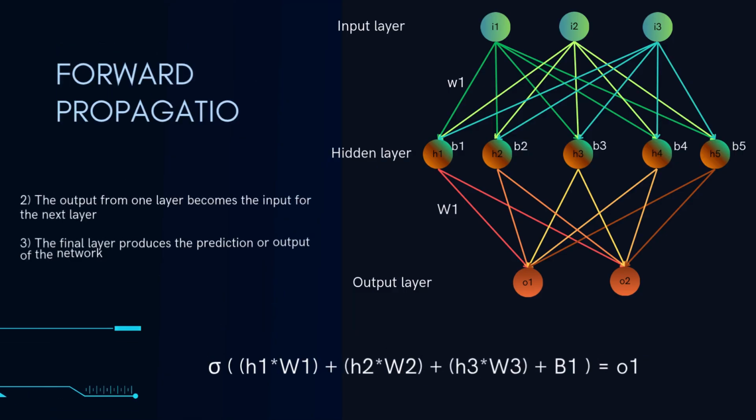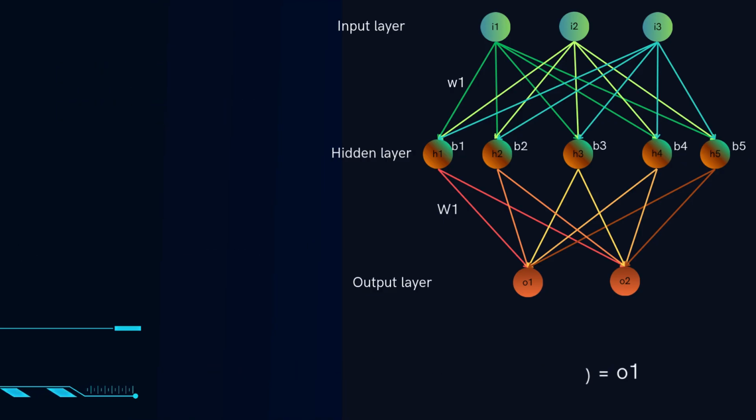The output from this layer becomes the input for the next. The same calculations are performed for each layer. This process repeats for each layer. The last layer of the network produces the prediction of the network.